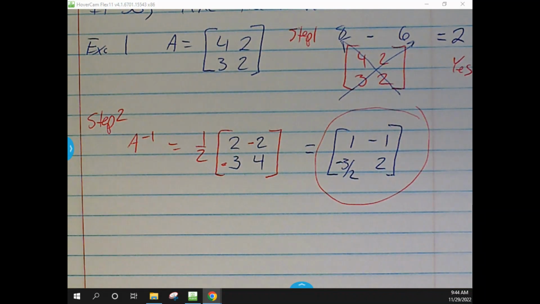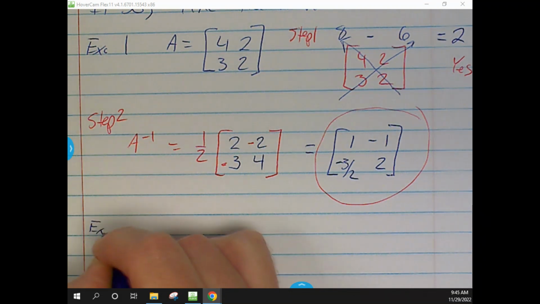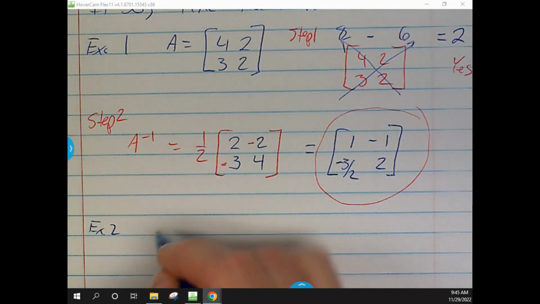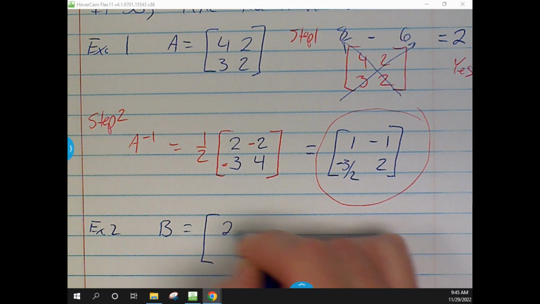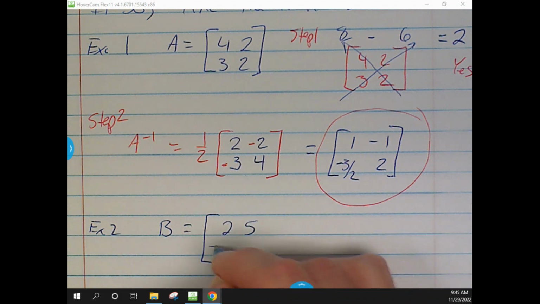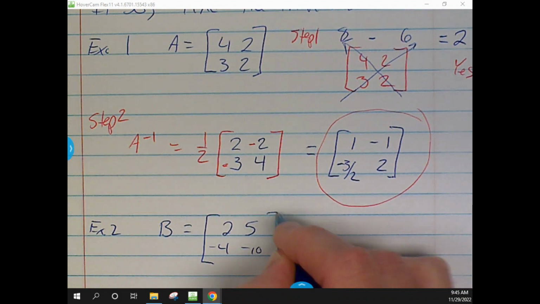Okay, look, I'm going to have to go on another sheet of paper, and that's going to be a waste if you're looking for more. So with this one, if you don't want to write it down, just watch. For example 2, you do not have to write this one down. Let's say it's matrix B. It's 2, 5, negative 4, negative 10.